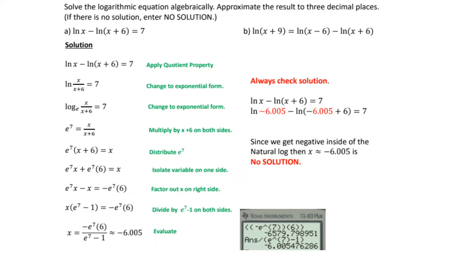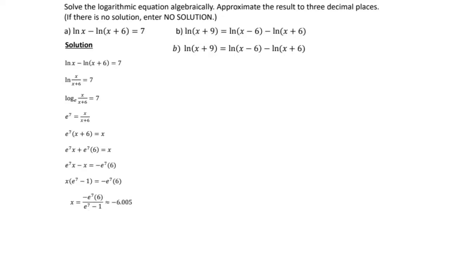We always want to check our solution. Once you have an answer, you always want to make sure that the solution fits. So if you see here, when we plug in negative 6.005, this does not give us the right answer. Negative 6 does not equal 7, so this one has no solution. Okay, all right. We'll go ahead and skip B.